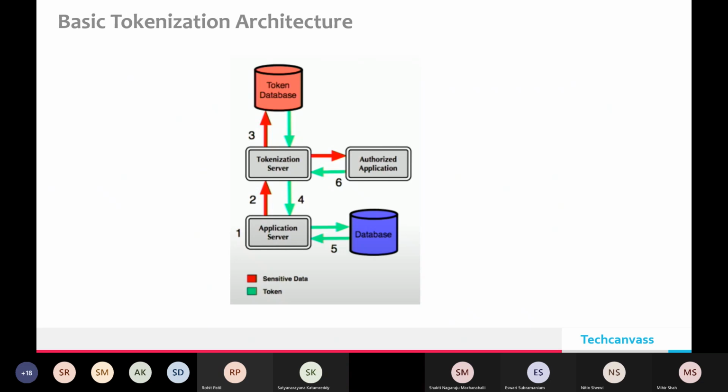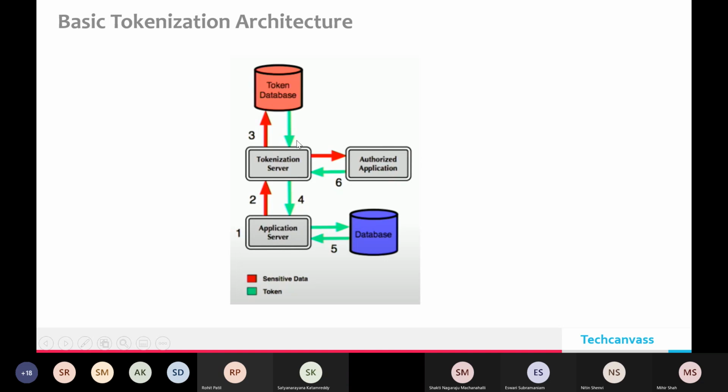So how does this tokenization process happen? This is the basic architecture. This is the application server. The application server sends the information to the tokenization server. From the tokenization server, it goes to the token database, and the token database uses some hash function and gives a certain token number, and this token number would go to the acquiring bank, and through the acquiring bank it goes to the network and gets the transaction approval.